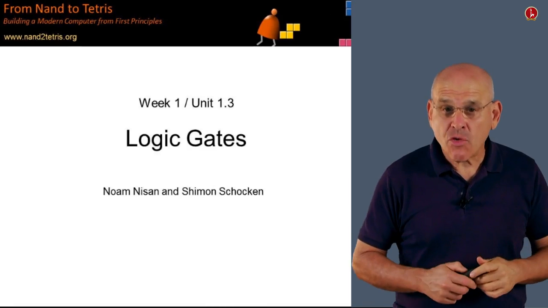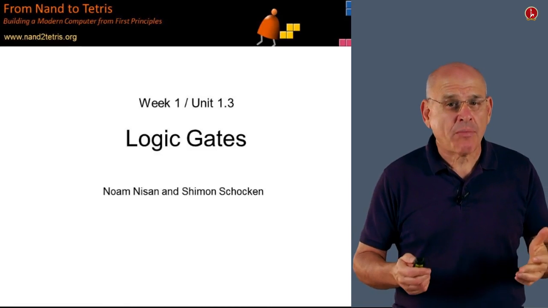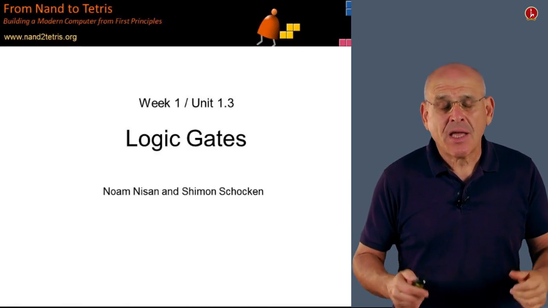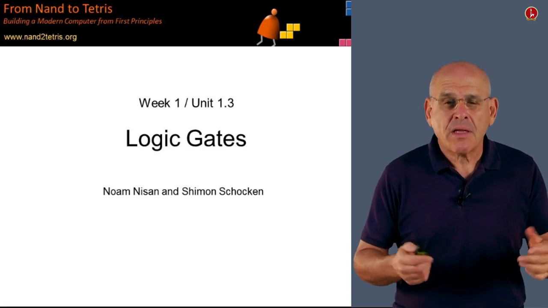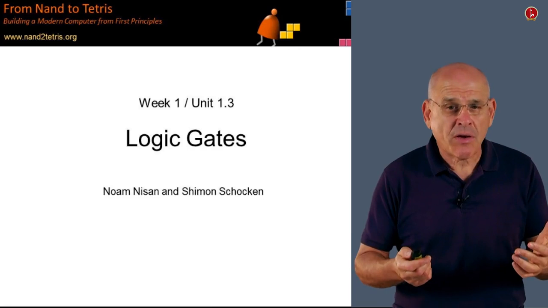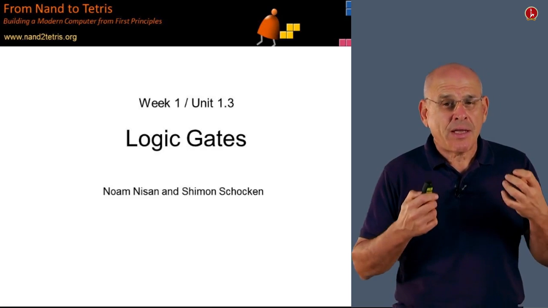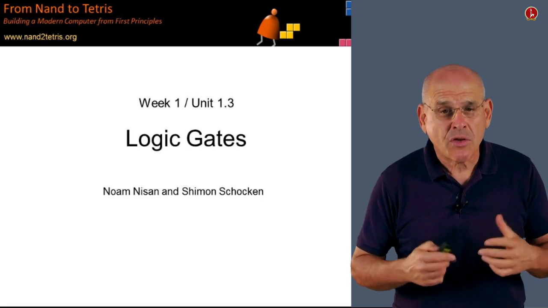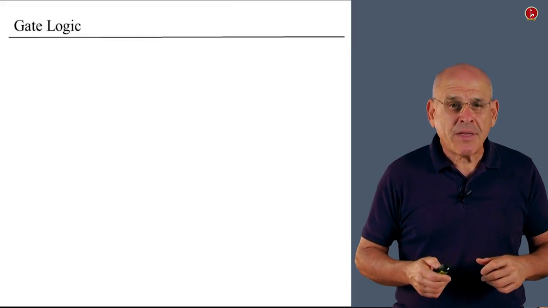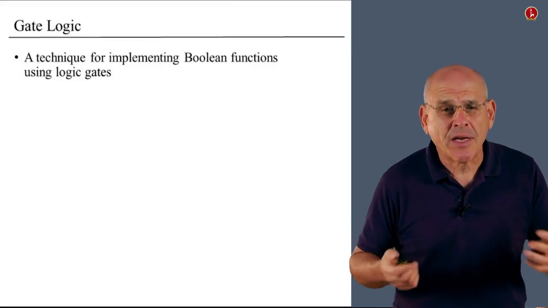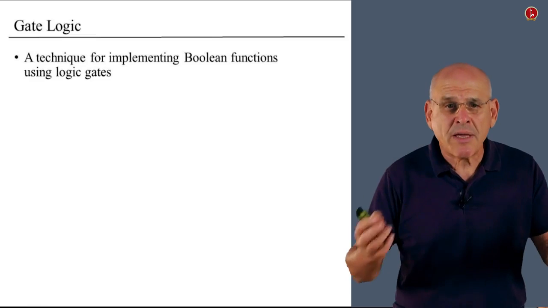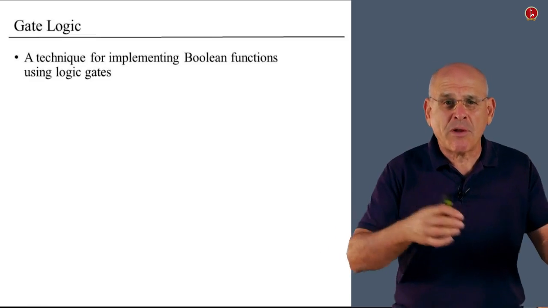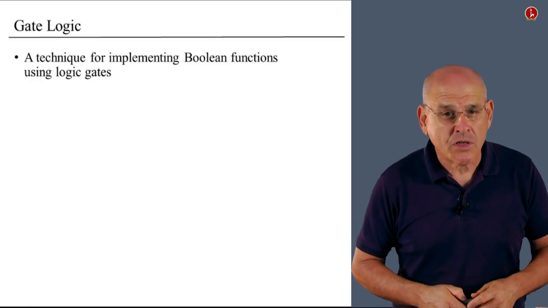In the previous 2 units in this week, we talked about Boolean functions, and most of this discussion has been theoretical. Starting with this unit, we are going to talk about how we actually implement these Boolean functions using hardware. In particular, we're going to talk about a general technique called gate logic, which, loosely speaking, is a technique for implementing Boolean functions using logic gates.